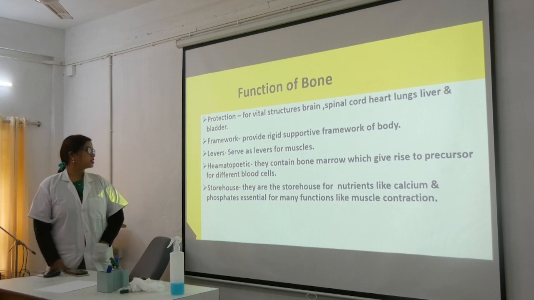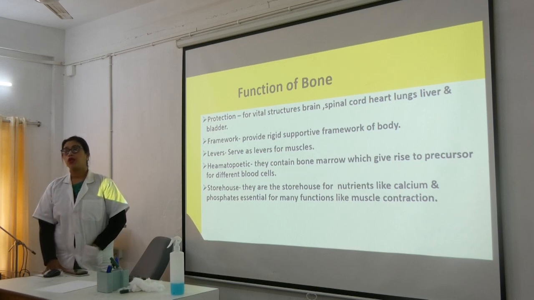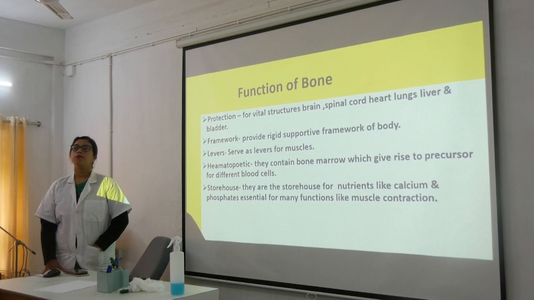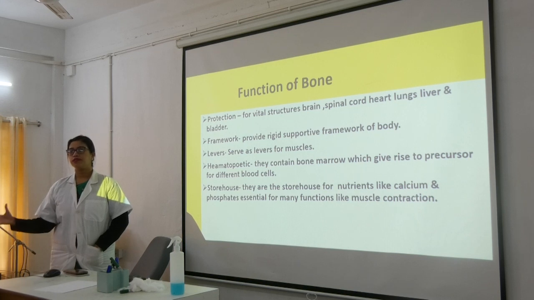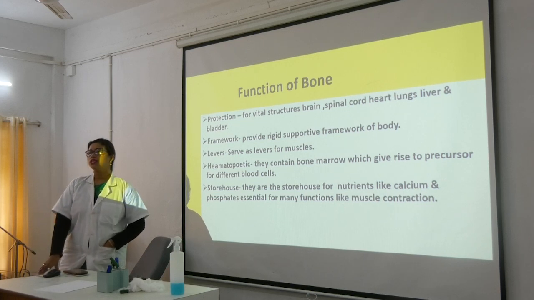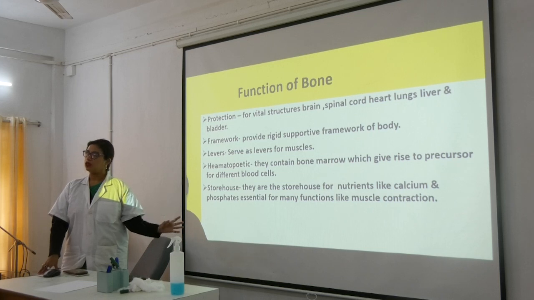Then the next one is storehouse. Storehouse for calcium and phosphate, which are required for any kind of muscle contraction. As you know, the liver also stores many minerals, glucose and other kinds of minerals. So these are the functions. If the function of bone is asked, you have to say all these.